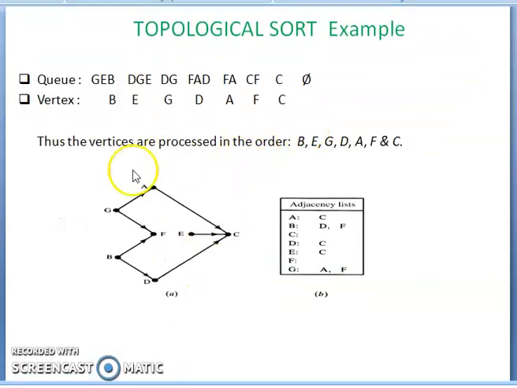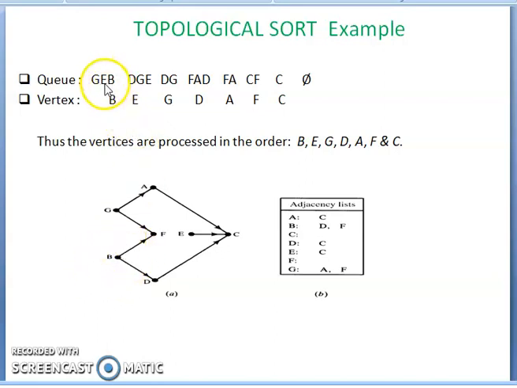Now just take the same diagram here. This is the adjacency list. Now what are the vertices whose in-degree values are 0? For A, the in-degree value is not 0. So the in-degree values are 0 for B, E, G. For B, the in-degree is 0 because there is no incoming edge for this B.